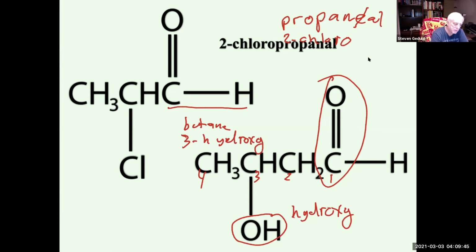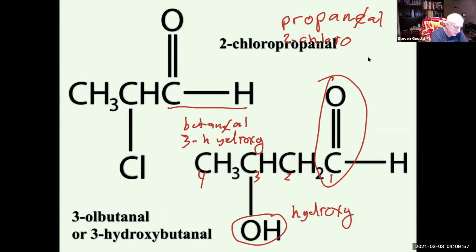Okay, so it's an aldehyde. So drop the E, add Al. So it's 3 hydroxy butanal. This is an old way of doing it, with a 3 OL group, but it's 3 hydroxy butanal. Remember, the OL just stood for alcohol, but here it's called a hydroxy group. So the number 3 position is hydroxy, so 3 hydroxy butanal.